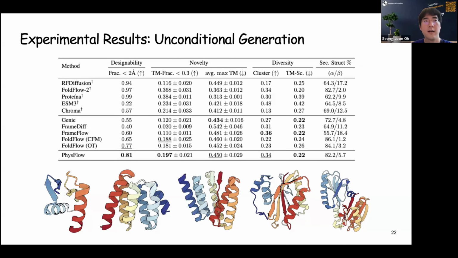Makes sense. And finally, the reason why you're measuring all these metrics in this community is because eventually, for example for designability, you probably want to synthesize such a protein after your generation. Is that the main reason?